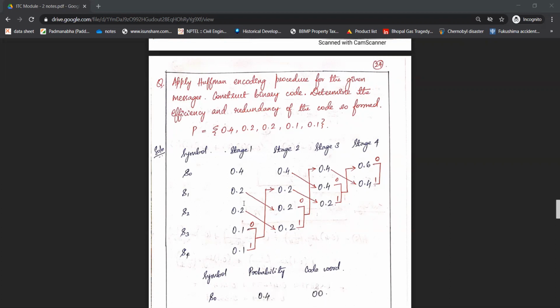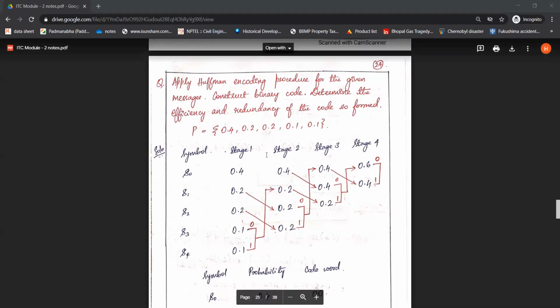We already have 0.2 and 0.2 here. So this 0.2 should be placed in accordance with the decreasing order in stage 2. So in stage 1, we'll arrange the probability values in decreasing order, identify the least two values of the probability, assign a value 0 and 1 for them, and then add the two values. And we should also assign a position for that new value in the list.